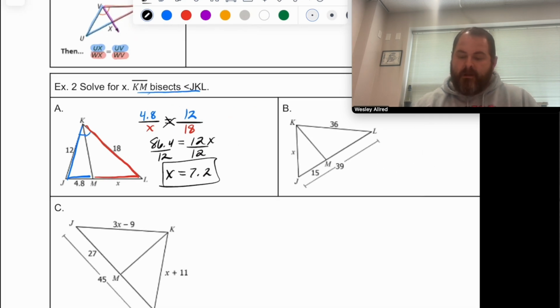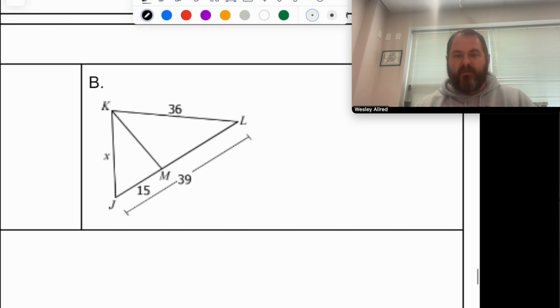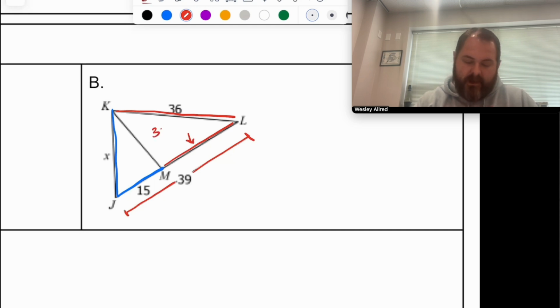Okay? Once again, we can set up the same kind of problem over here. This segment, because KM is an angle bisector, and this segment are proportional to these two sides of your triangle. Now, before we jump into this, there is something you need to pay attention to. They tell you that JL is 39. That means to find LM, I have to do 39 minus the 15. 39 minus 15 is 24. So that's the number I'm going to use in my proportion.